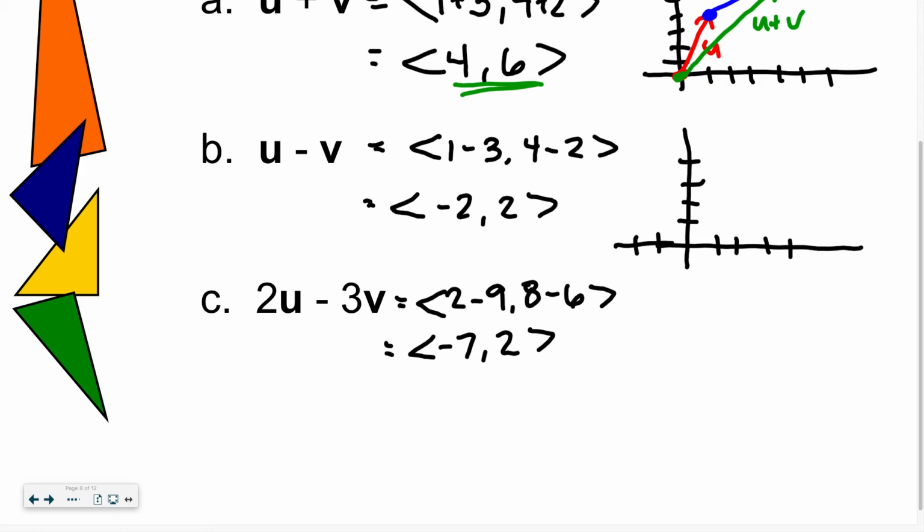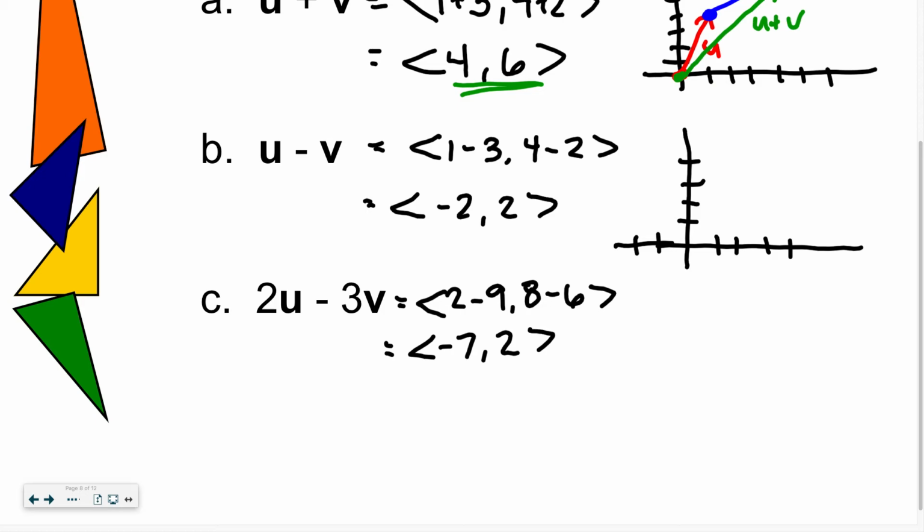Only two answers for B and C are up on the board if you just want to check your answers. B should be the vector in component form, so you should have the angled brackets, -2, 2. And C is -7, 2. I just want to real quickly show you B visually so you can see what the answer -2, 2 means.